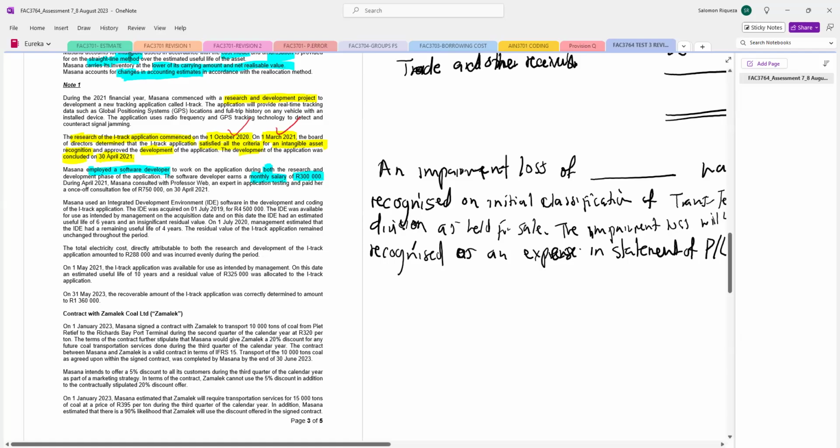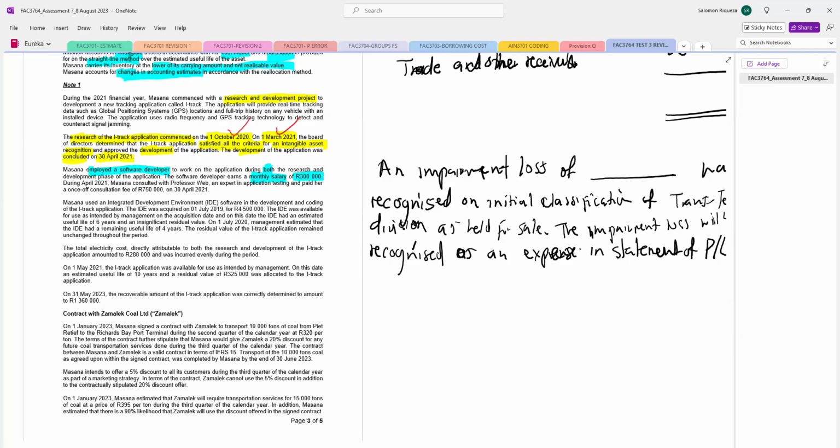During April 2021, Masana consulted with Professor Webb. So that's the first thing first. We have a software developer that earns 300,000 per month. Wow, how I wish this was my salary. Anyways, this will solve all my problems, yo.